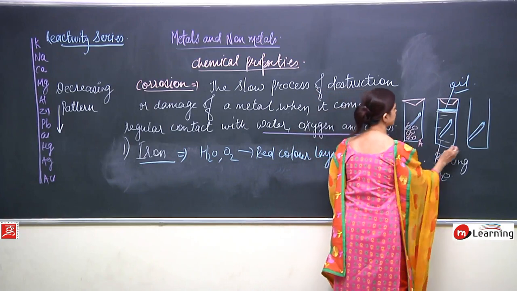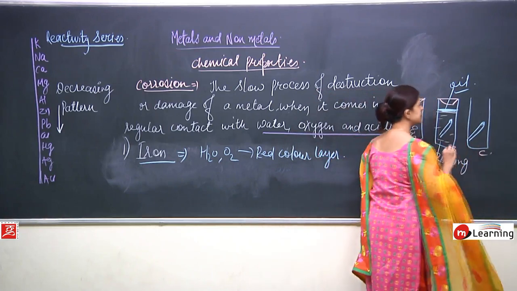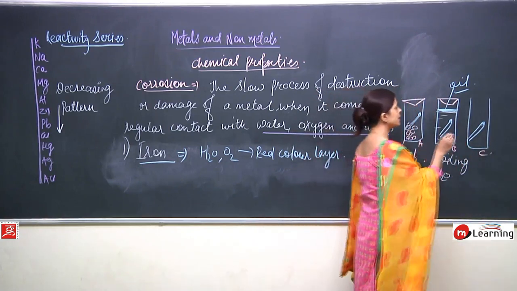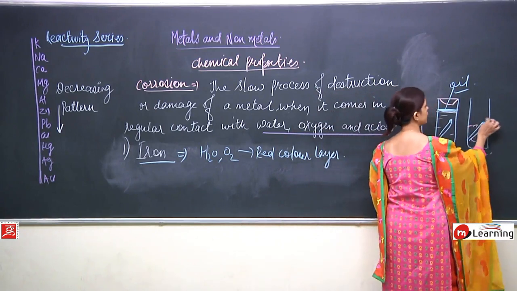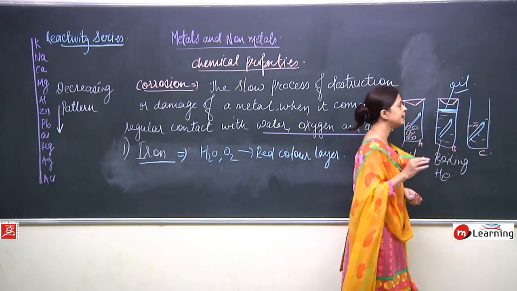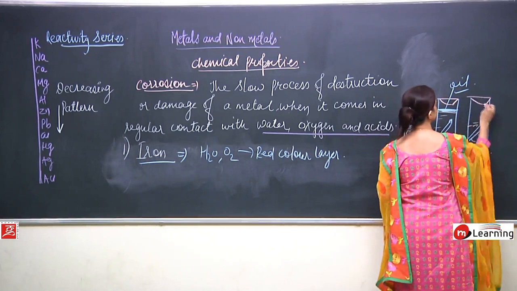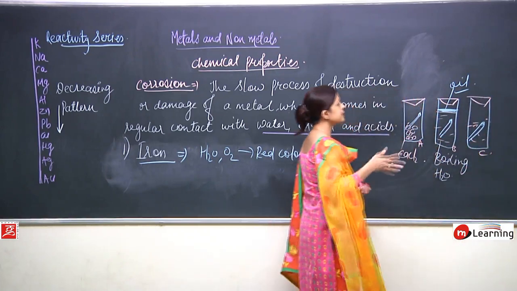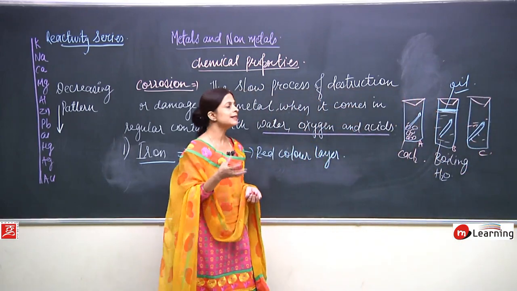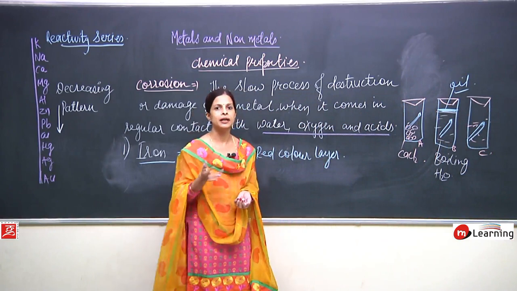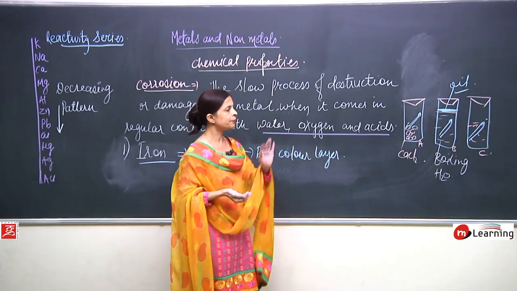This is A, this is B. Now I am talking about C. Normal water is being added here, the nail is there inside it, and again I am going to seal it. Now after some days, I am going to check these test tubes again. What am I going to find?